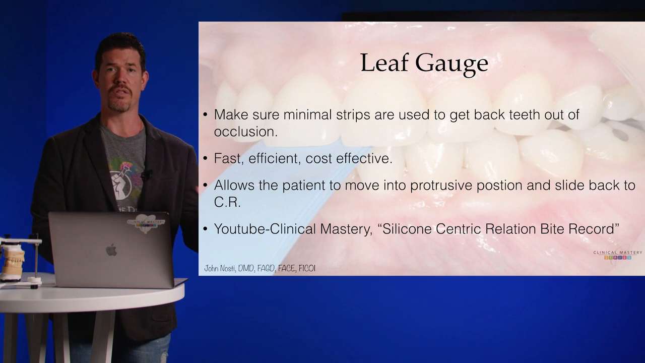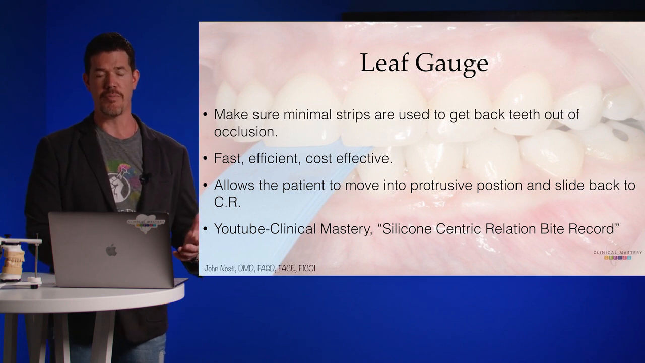So I want to make sure we have minimal leaves in place to get the back teeth out of the way. It's a good idea to confirm with articulating paper that no back teeth are touching. I don't like asking my patients, do you feel your back teeth touching here? Because quite often they will have teeth touching, but the proprioception is so limited, they can't tell their teeth are in contact. So it's a good idea to confirm it with articulating paper. This is fast, it's efficient, it's cost effective.